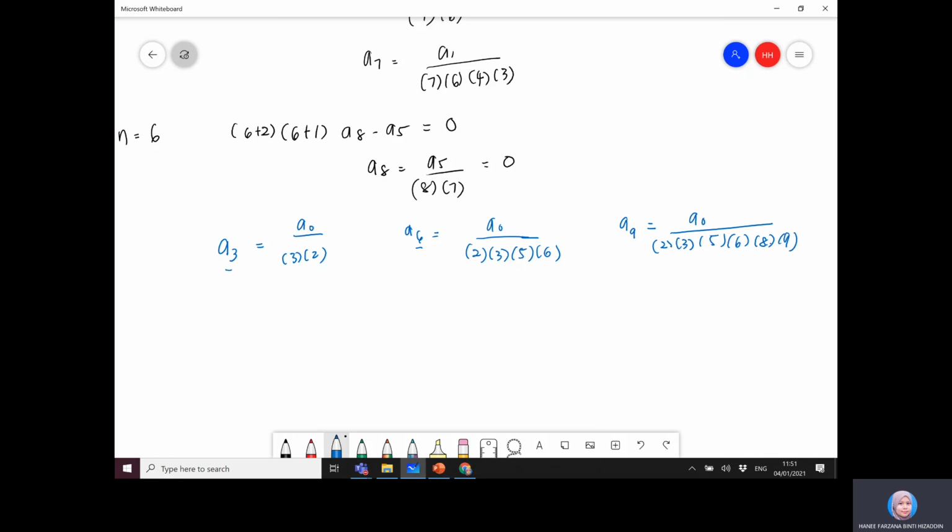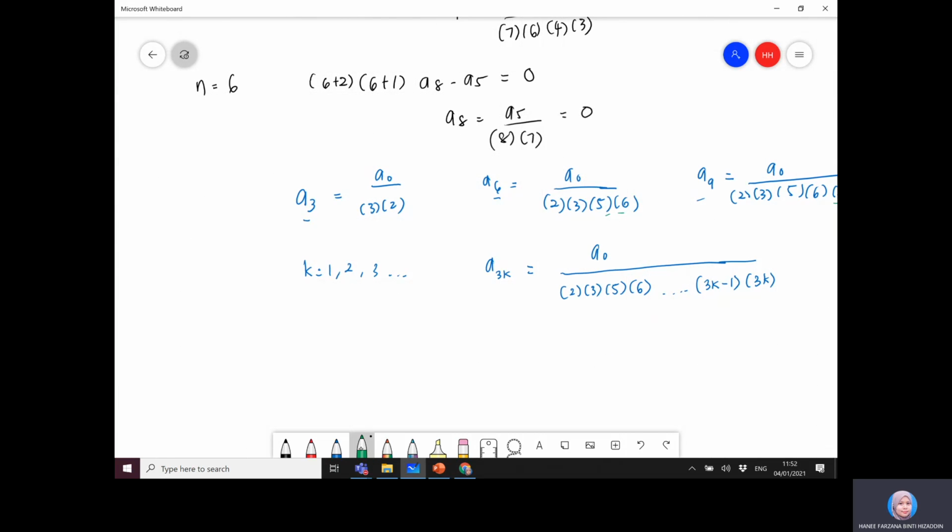And thus, we would suspect that from these three patterns, for k equals 1, 2, 3 and so on, we will get a sub 3k, because when k equals 1, a3 is equal to a0, that doesn't change, over 2 times 3 times 5 times 6 times whatever until (3k minus 1) times 3k, because you see the pattern here. Okay, so that's one pattern.